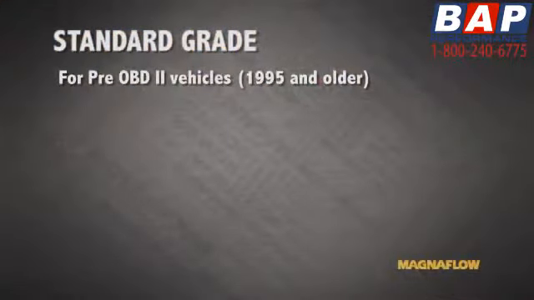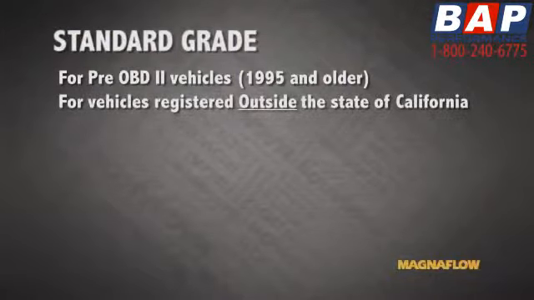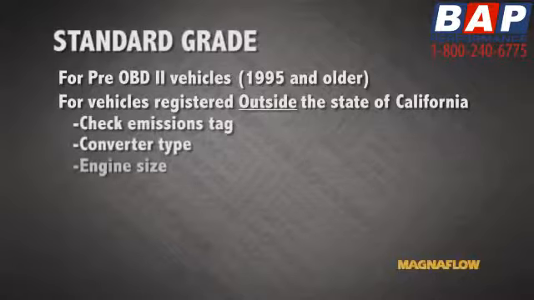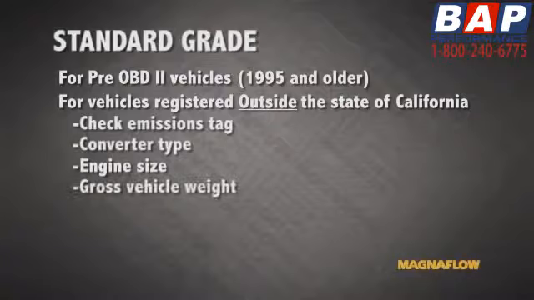For pre-OBD2 vehicles, and these are vehicles 1995 and older, we have our standard grade. For 49 state applications registered and operated outside the state of California, we'll need to first reference the emissions tag. On the emissions tag, we'll need to determine what type of converter is on the vehicle. This can be a two-way, three-way, or three-way plus air. In addition to that information, we can also find the engine size as well as the gross vehicle weight. Once we have all that, we can use one of our reference tools and select the right converter.